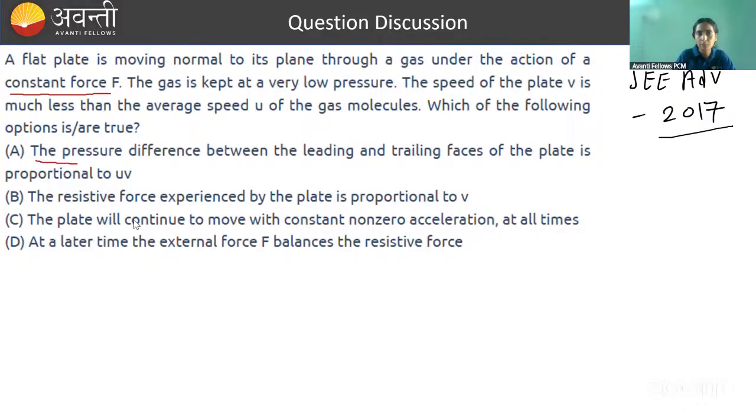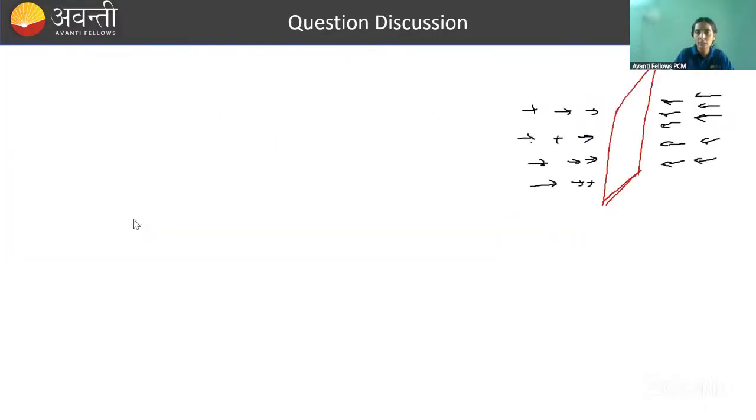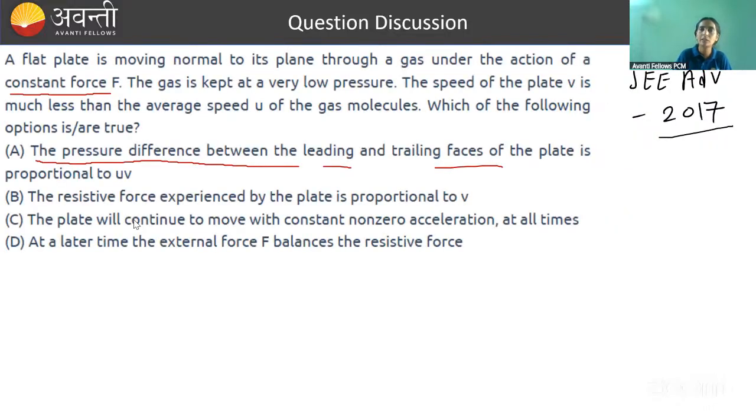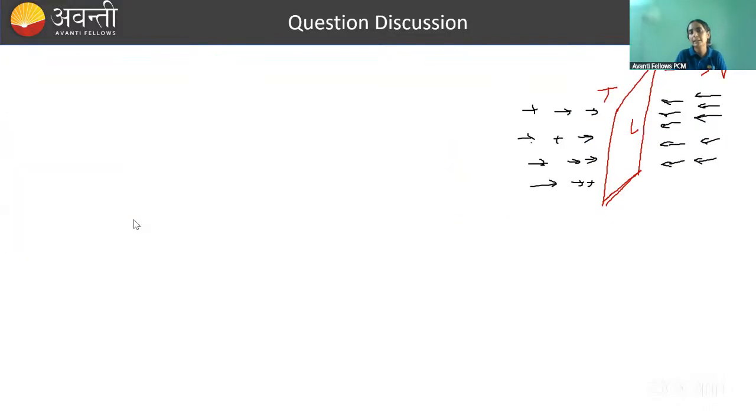First में अगर आप देखो, the pressure difference between the leading and trailing faces of the plate is proportional to u into v. What are these leading and trailing faces? जैसे सपोज़ कर लो इस प्लेट की वेलोसिटी इधर है, so this is the leading face and the back side will be the trailing face. ठीक है. Face that is behind is trailing, face that is in the front is the leading face. Done. So it is asking pressure difference. प्रेशर डिफरेंस आप कैसे निकालोगे?